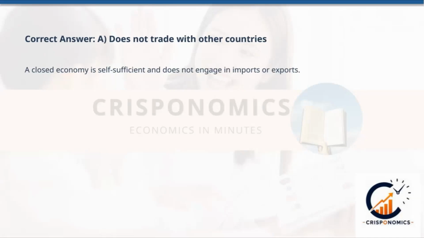A closed economy is one that's completely self-sufficient. It doesn't trade with other countries, no imports, no exports. Everything it needs is produced internally. This concept helps us understand how economies interact, or sometimes don't, with the rest of the world. When we say a closed economy, we mean no international trade at all. That's the key takeaway here.